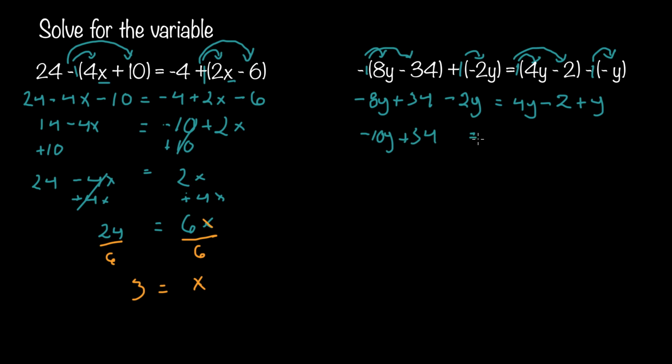Now we're going to try the other side. 4y minus 2 plus y. What can we collect as like terms? Well, we can just write 5y right here. And we can carry over this negative 2.